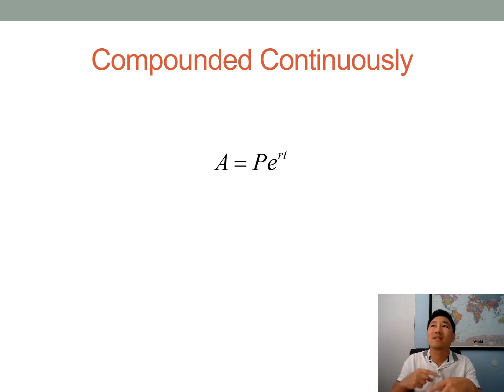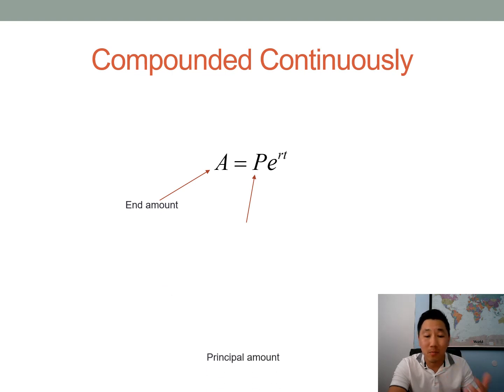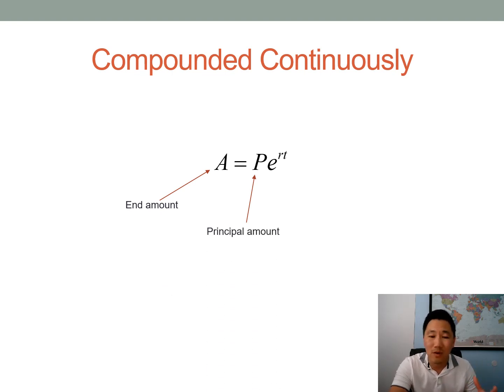But this formula does it continuously, so it doesn't wait a whole year before it calculates your money. It's theoretically calculating your interest infinitely many times. Let's see what the letters in the formula represent. The A is still the end amount. The P is the principal amount, the original amount you have. The E is Euler's number, raised to the R power, which is the rate. Remember that has to be in decimals. And then the T is just the time, how long it takes.